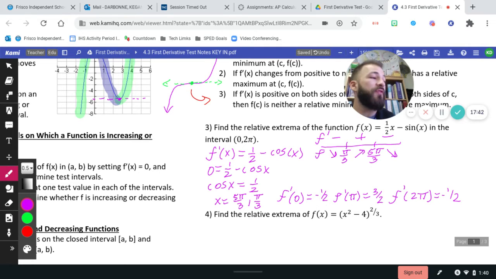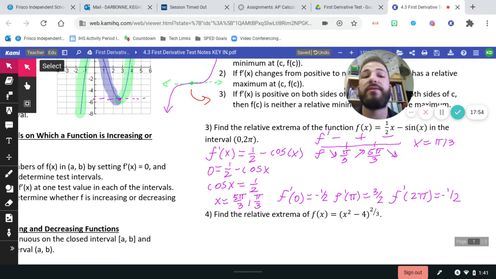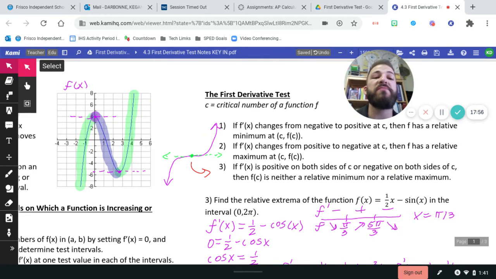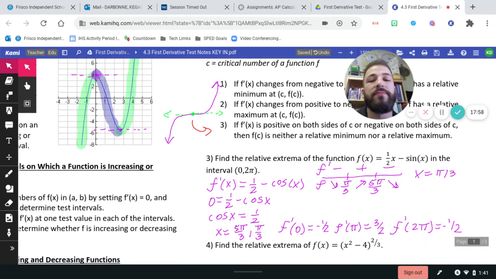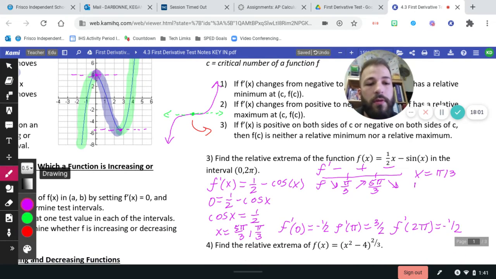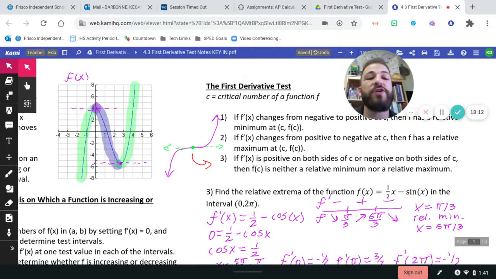So x equals pi over 3 is our first critical number. And using our test at x equals pi over 3, we went from negative to positive. So looking up here, negative to positive, it's a relative minimum. Our other one, x equals 5 pi over 3, we went from positive to negative. Once again, using our first derivative test, positive to negative is a relative maximum.